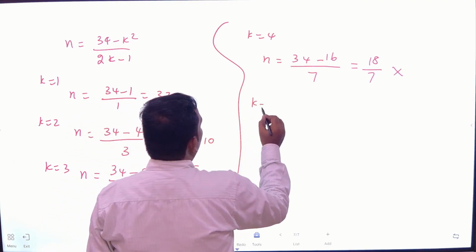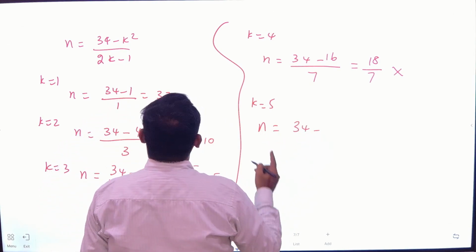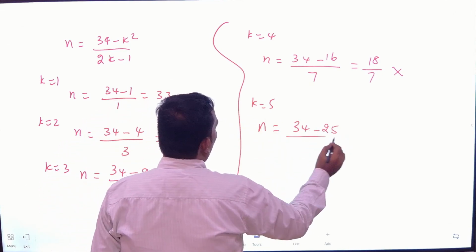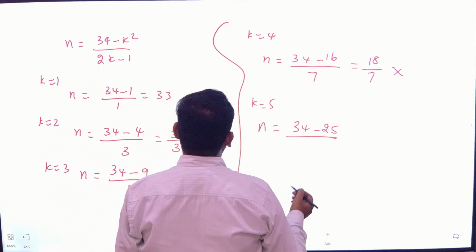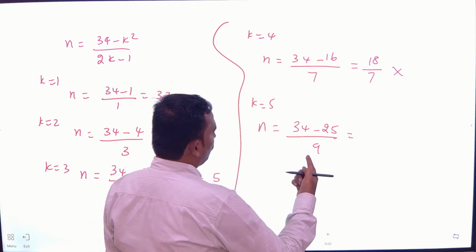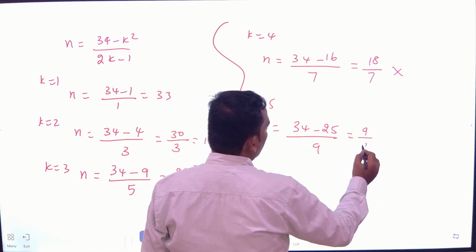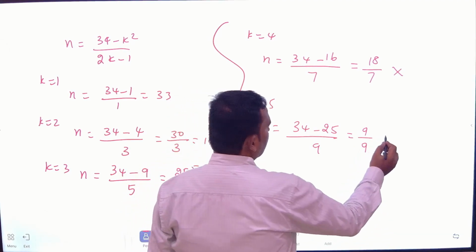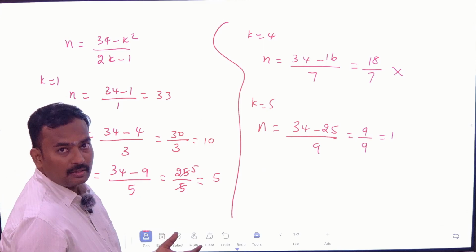Okay, k is equal to 5, you can check quickly. n is equal to 34 minus 5 square, which is 25, whole divided by 2 into 5, which is 10, 10 minus 1 is 9. So 34 minus 25 is 9. 9 divided by 9, clear? This is 1, right?